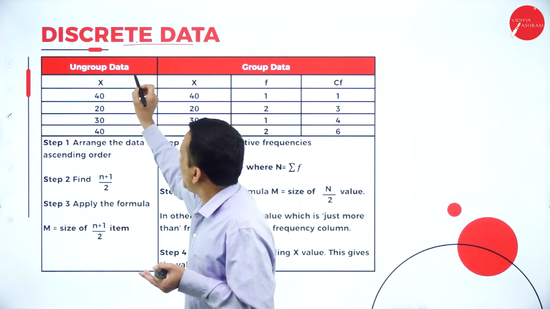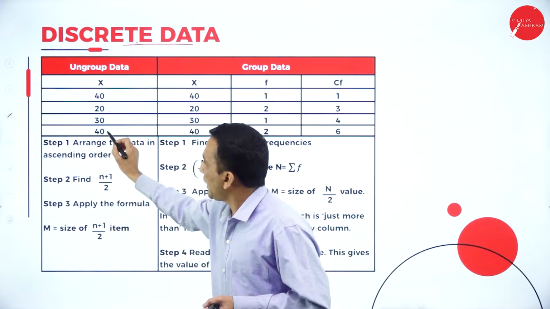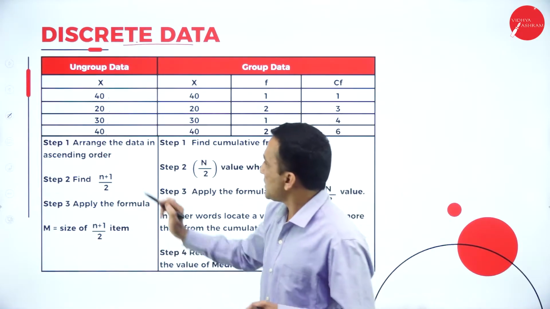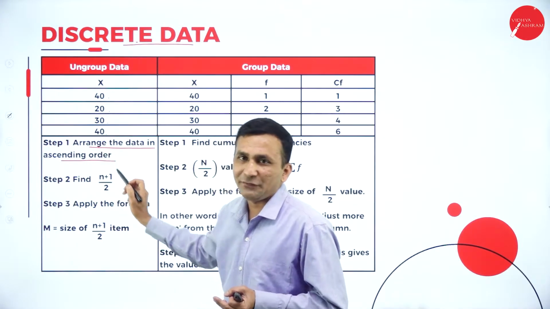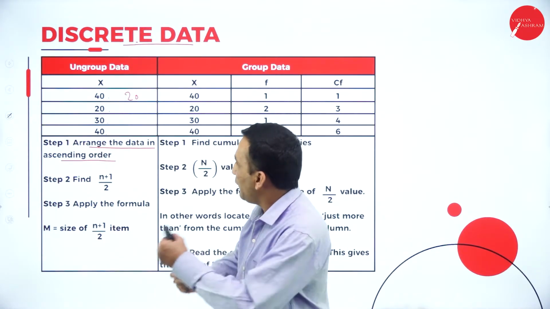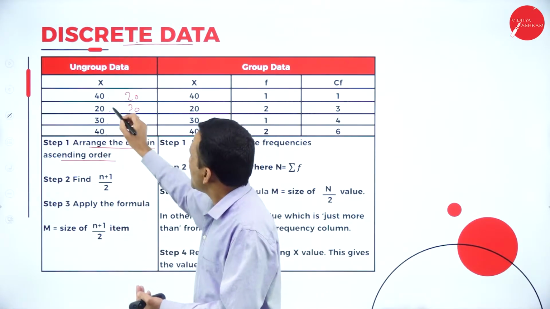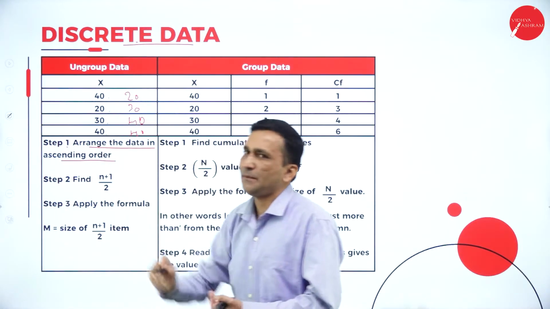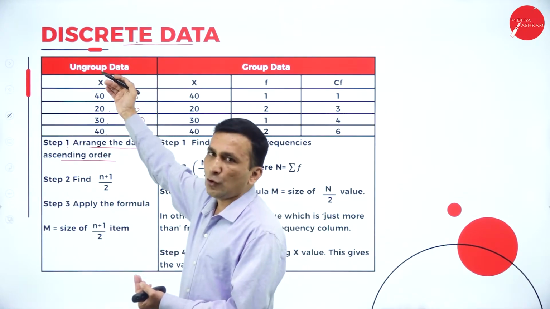Raw data means no frequencies are given. You can assume it is an X series: 40, 20, 30, 40. But it is not given in ascending order. What do we need to do? Step 1: arrange the data in ascending order. The least value is 20, the next value is 30, then 40 and 40. The first step is completed, because we have arranged the ungrouped data.